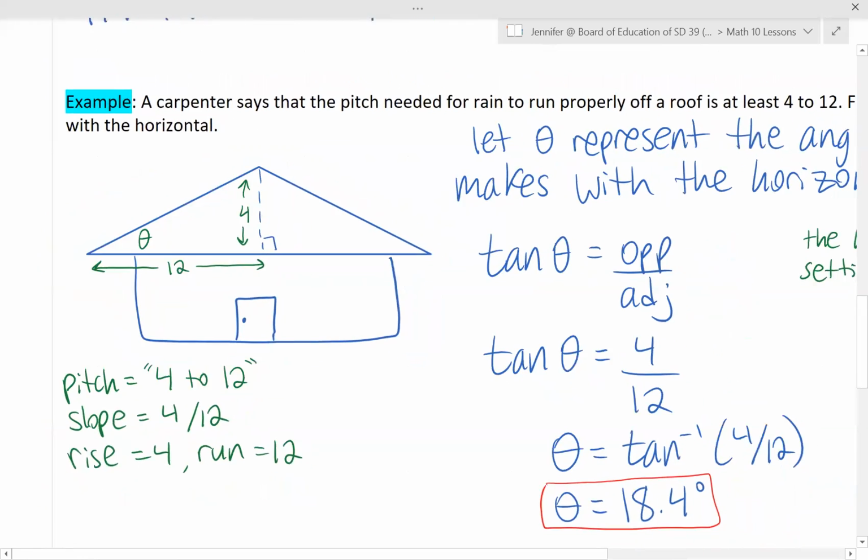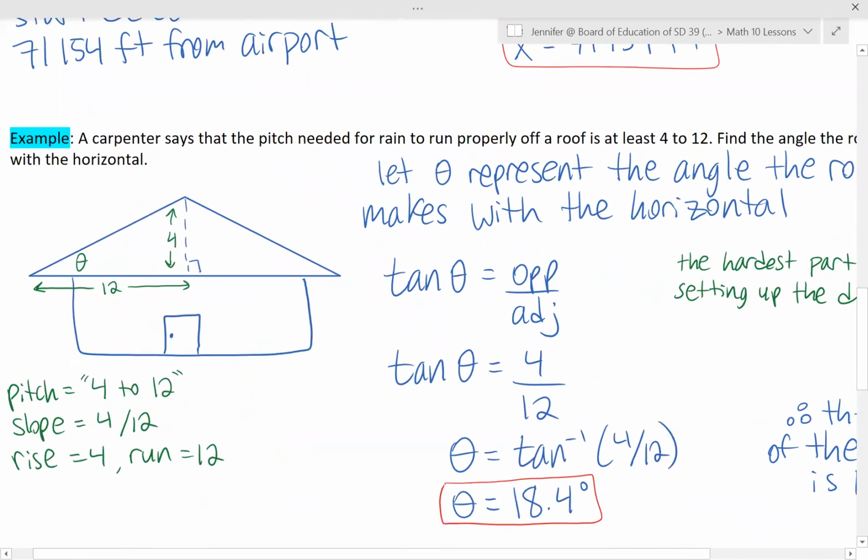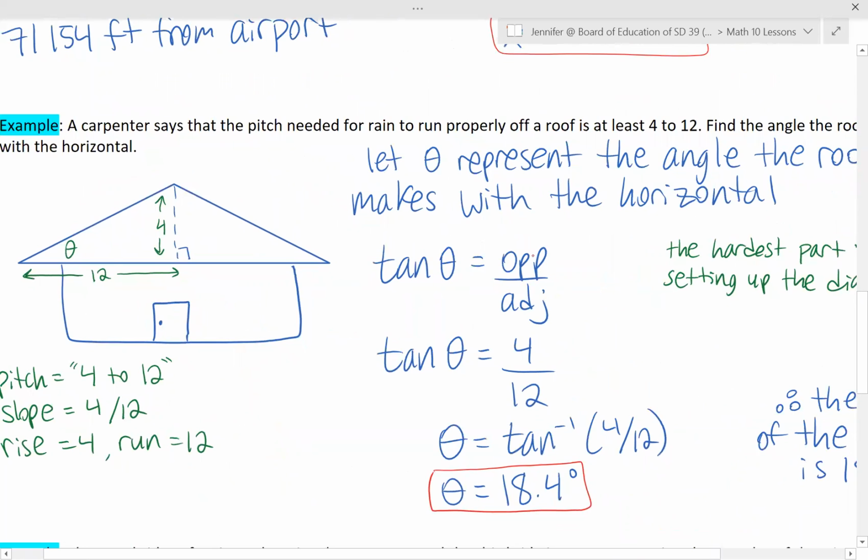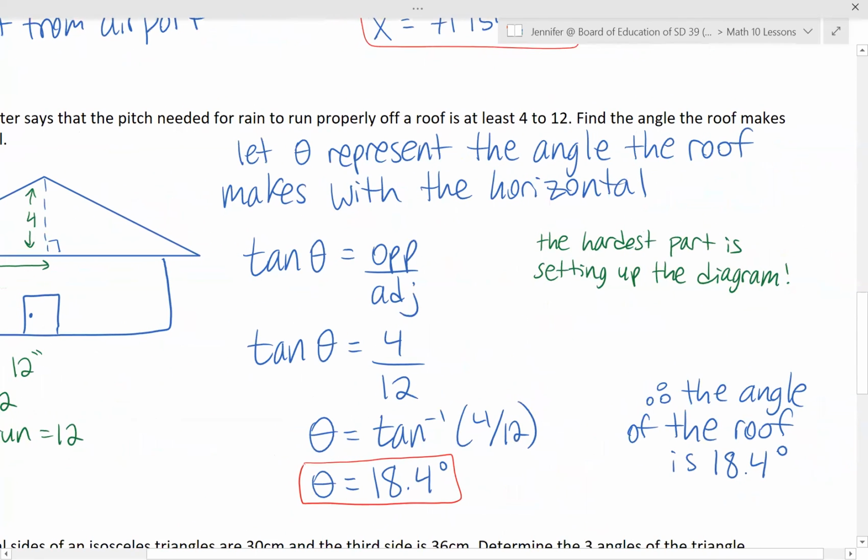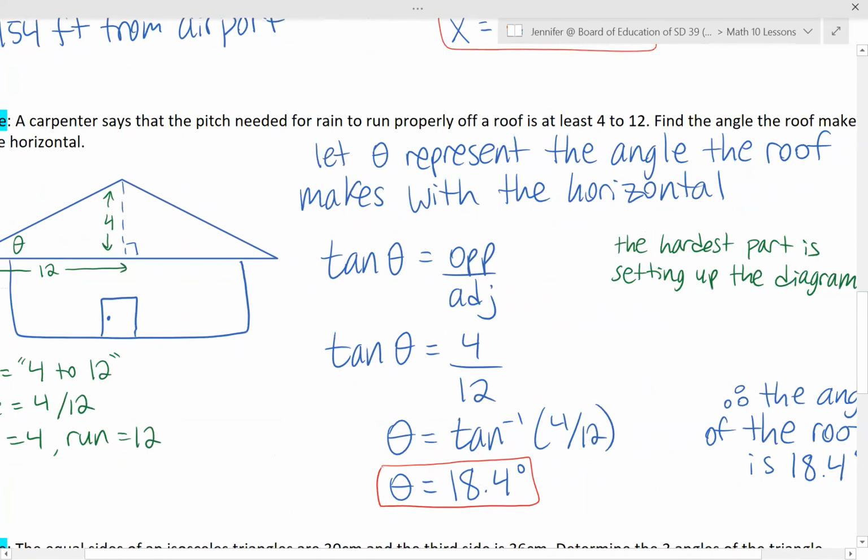So that's the math that I've done over here. We would want to use tan because of opposite and adjacent. So tan of theta would be equal to 4 over 12. To get theta on its own, we bring the tan to the other side as inverse tan. We put this in our calculator and we round to 1 decimal place to get 18.4 degrees. We always write a therefore statement, so therefore the angle of the roof is 18.4 degrees.